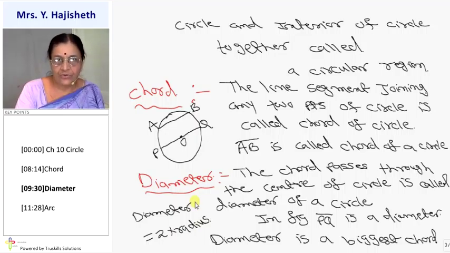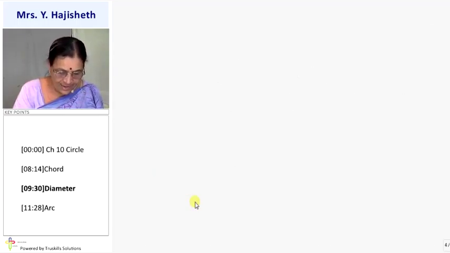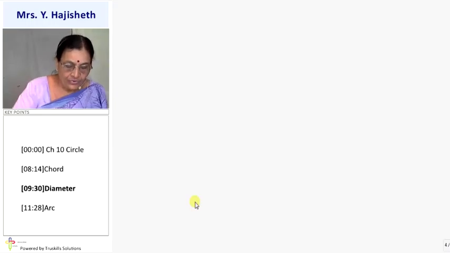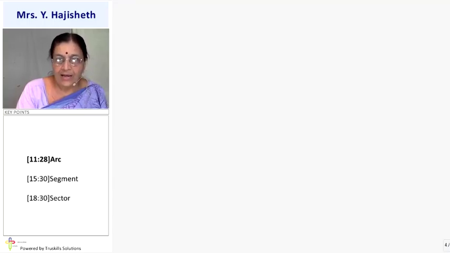Clear? So are you clear with chord and diameter? Now we are talking about arc. Okay? What do you mean by arc of a circle?